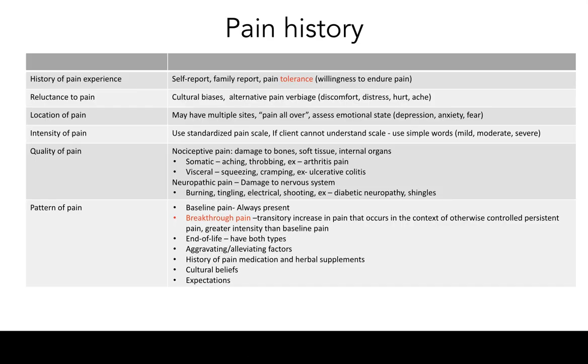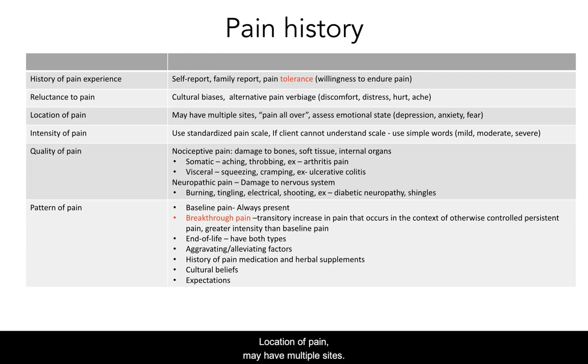Pain history. How do we assess the pain history of the patient? Self-report, family report, tolerance, willingness to endure pain. You ask all those questions. Sometimes family can be a really good resource when answering those questions. Their reluctance to pain, cultural biases, alternative pain verbiage like discomfort, distress, hurt, ache. These are some of the verbiage they use instead of, okay, I'm in pain.